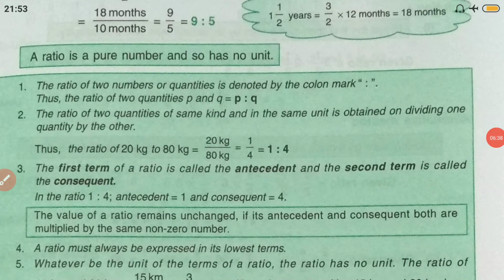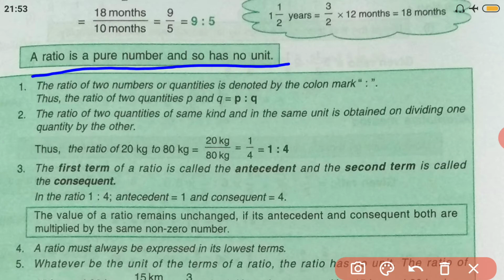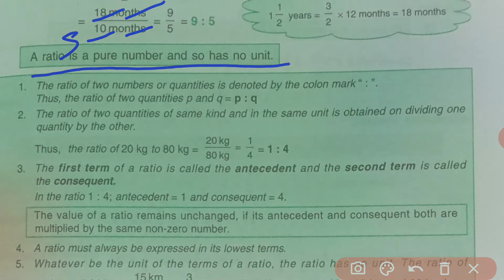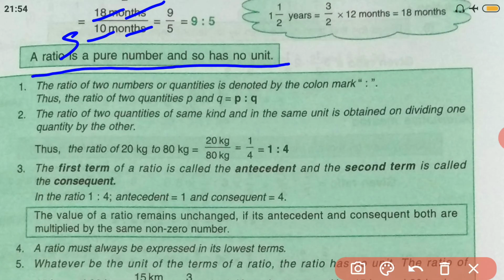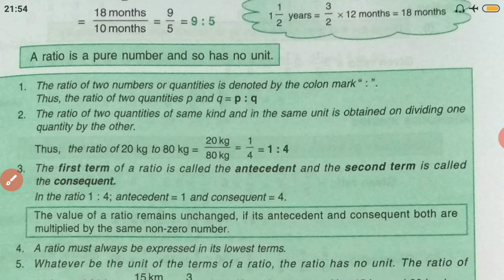The first one: ratio is a pure number and so has no unit. The units get cancelled. For example, here 18 months by 10 months, months and months get cancelled, so we get 18 upon 10, and these numbers can also get cancelled by 2: 2 fives are 10, and 2 nines are 18. I hope you understood the cancellation. So we got the ratio as 9:5.